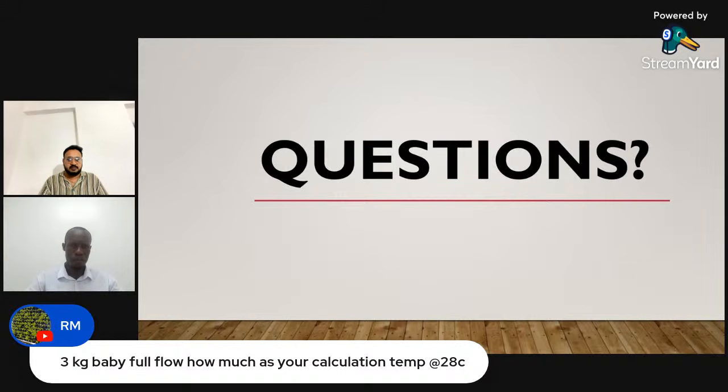At 28 degrees, remember there's decreased metabolism, and you're not supposed to be at the full flow. So you can't flow at an index of 3 at 28 degrees Celsius. I'll go down to an index of around 2.4 to around 2.2. That's what I would use.